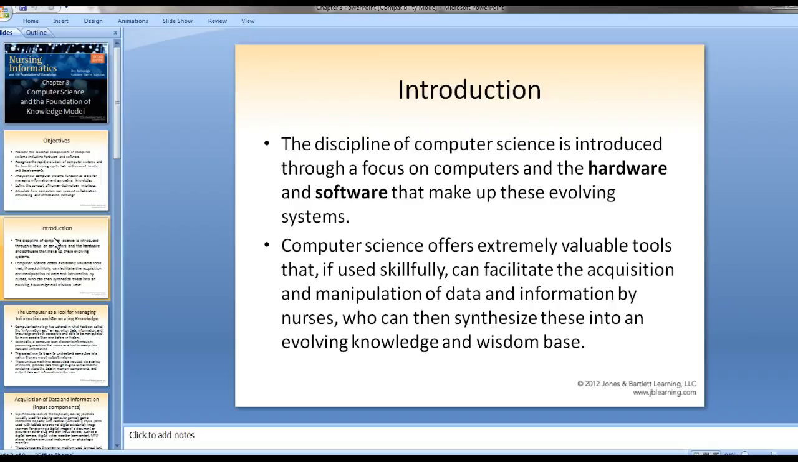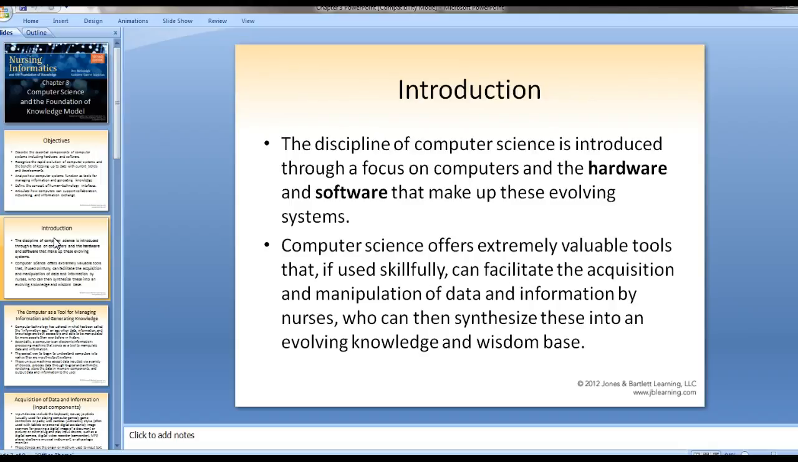Computer science offers extremely valuable tools that, if used skillfully, can facilitate the acquisition and manipulation of data and information by nurses who can then synthesize these into an evolving knowledge and wisdom base. Okay, great. So I used a bunch of words and they're scary. But this process facilitates our professional development and our ability to apply evidence-based practice within our nursing care. And if the results are disseminated and shared, we can also advance our profession. We can elevate our profession.